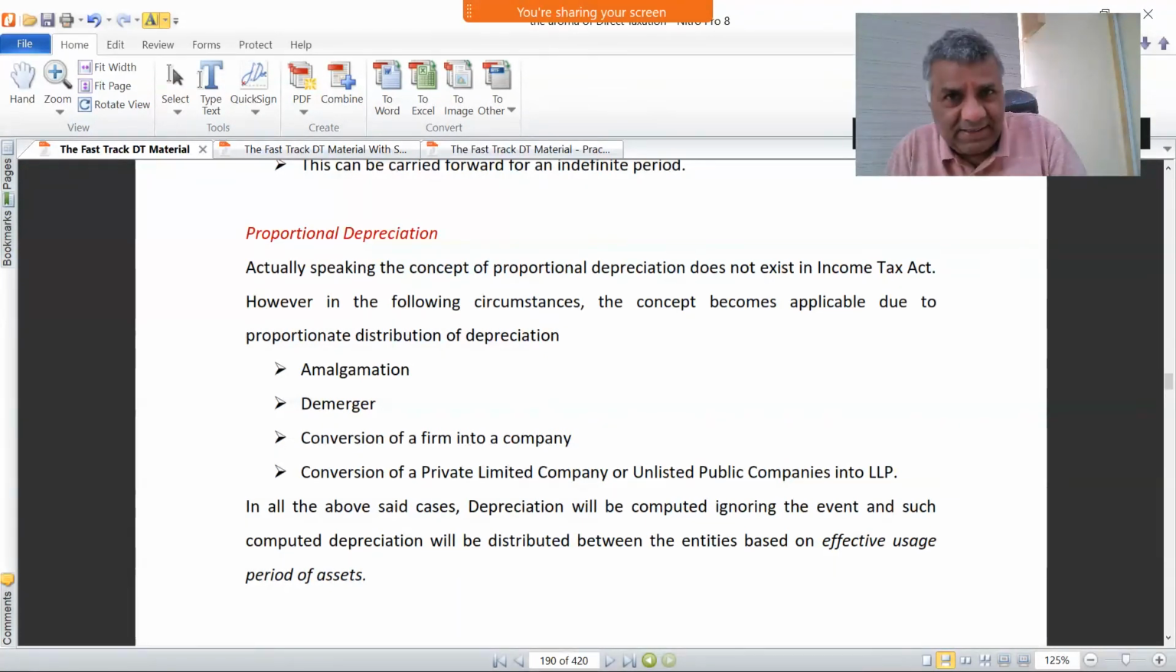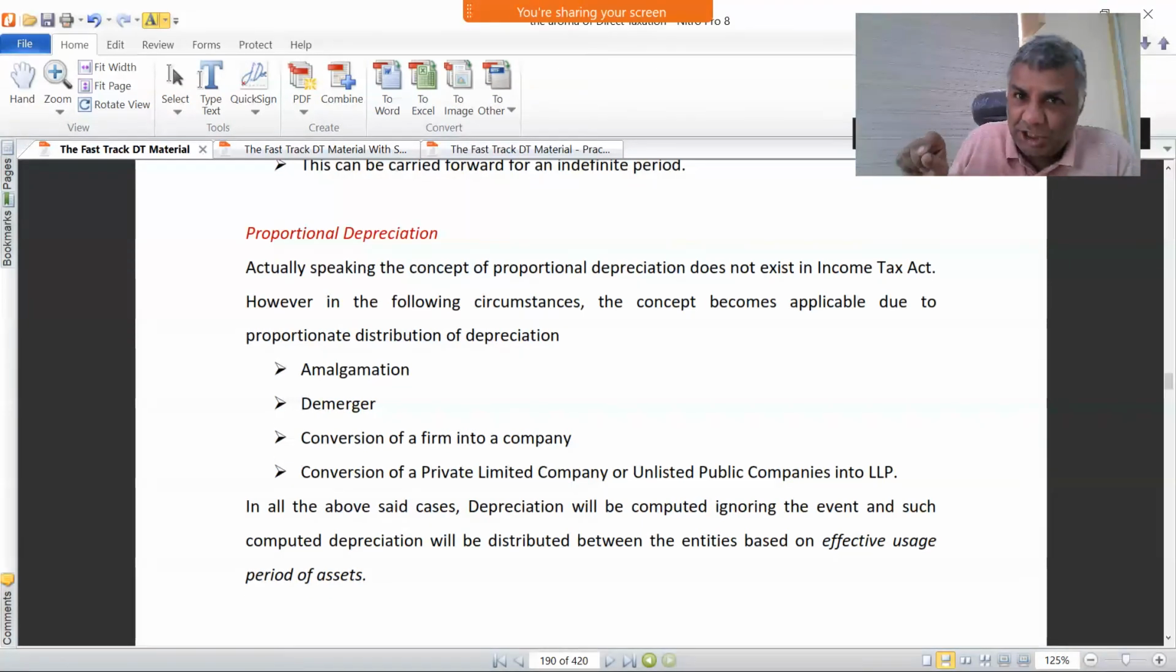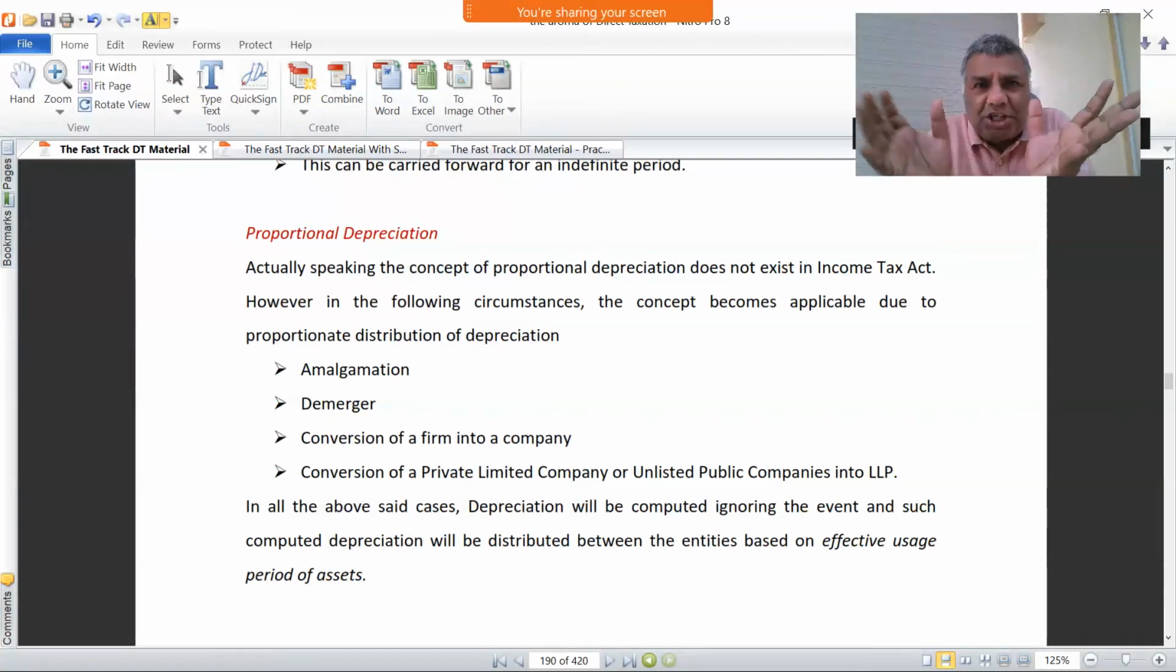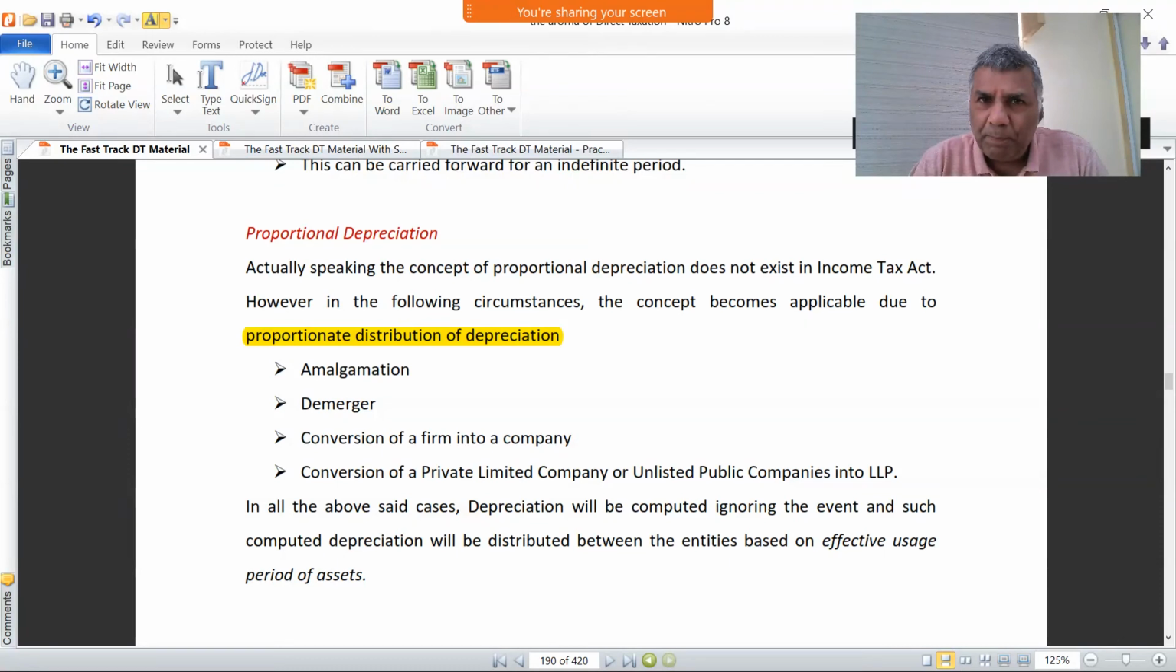In a case where depreciation has to be claimed for the same asset by more than one assessee, by two people, compute the depreciation and distribute it in a proportional manner. It is only proportionate distribution and not proportionate computation.